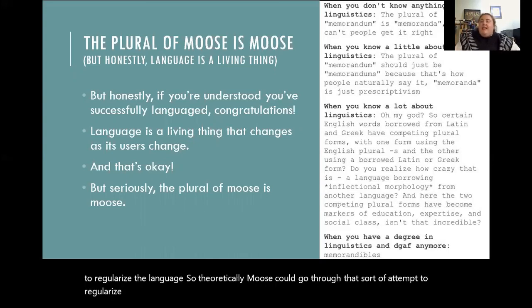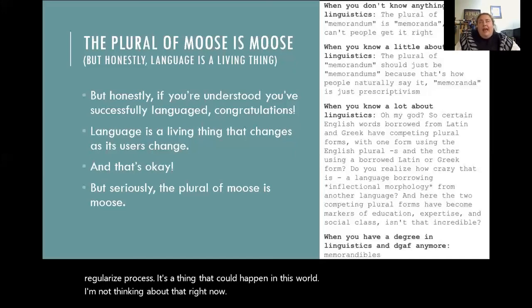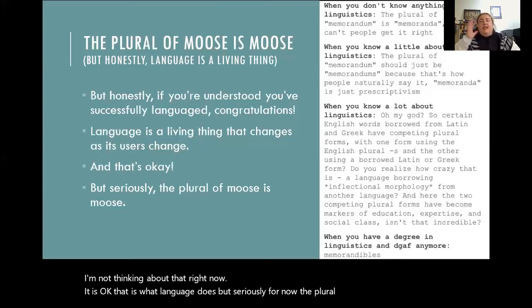So theoretically, moose could go through that sort of attempt to regularize process. It's a thing that could happen in this world. I'm not thinking about that right now. It is okay. That is what language does. But seriously, for now, the plural of moose is moose.